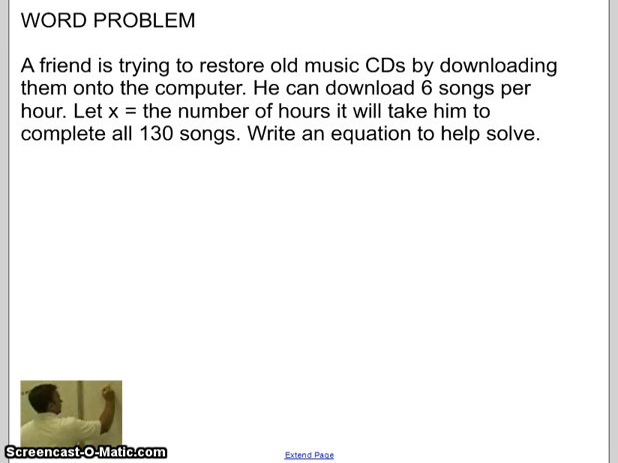So he's downloading 6 songs per hour. Anytime you see per, that's usually an indication that it's multiplication. Let X equal the number of hours it'll take, and he has 130 songs. So we have 6 songs per hour times the amount of hours will equal 130 songs.